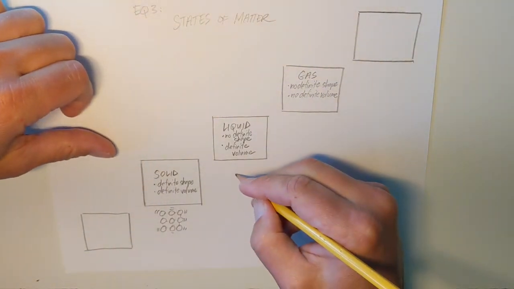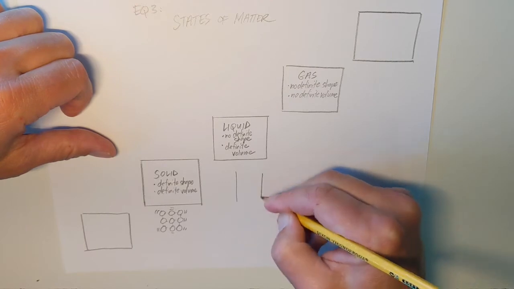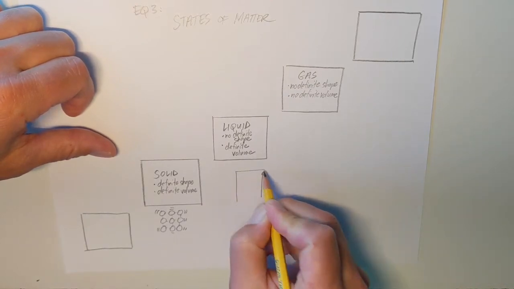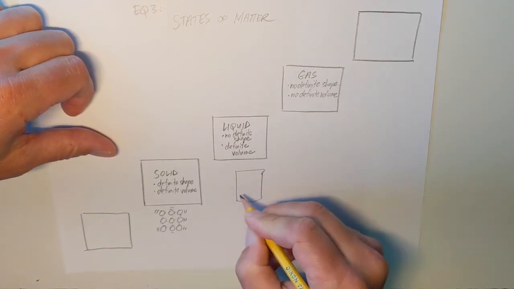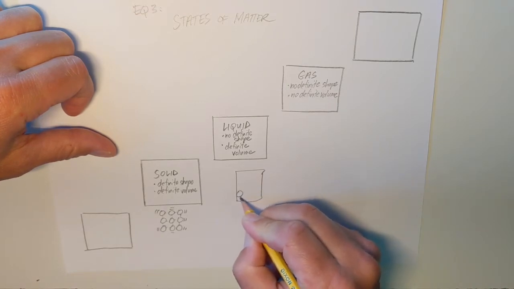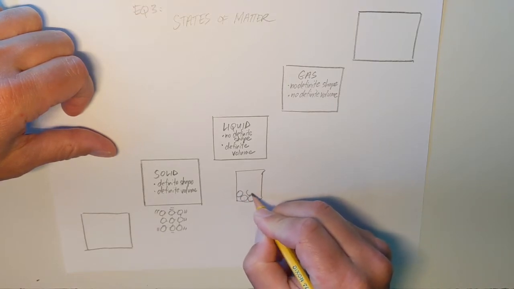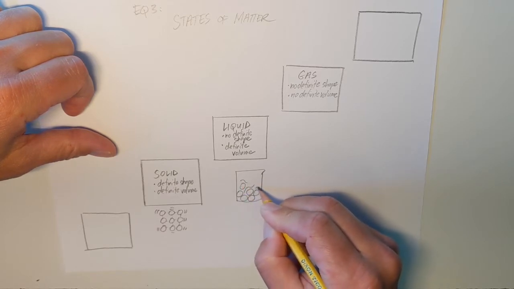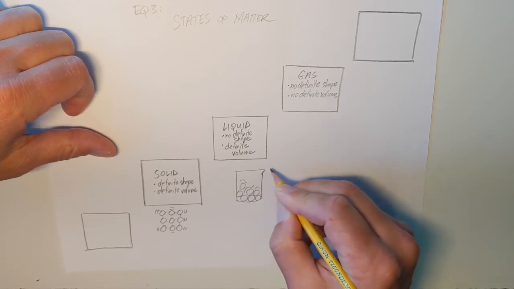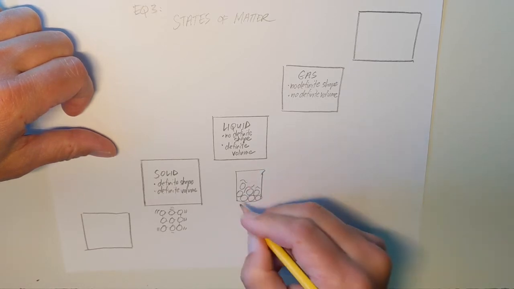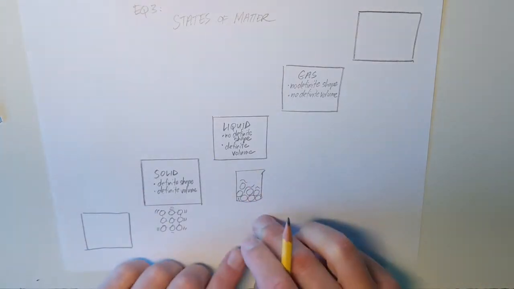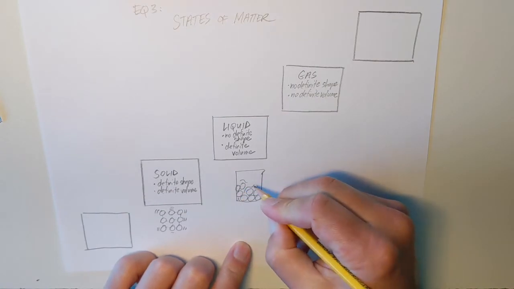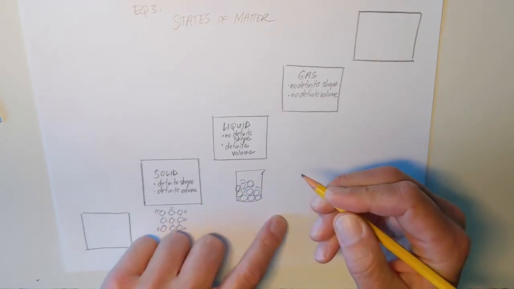Liquid particles are going to need a container. So I'm going to draw a little beaker here, all right? And then we'll put our liquid particles in here, and they're kind of flowing around each other, aren't they? And if you want to draw these particles pouring out of something, that's fine too. But the liquid particles will take the shape of the container, won't they? So maybe I'll draw a few more.